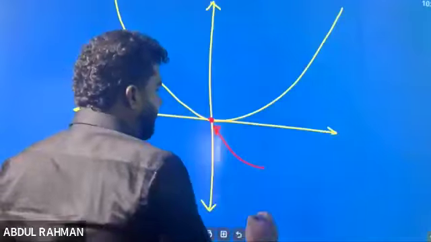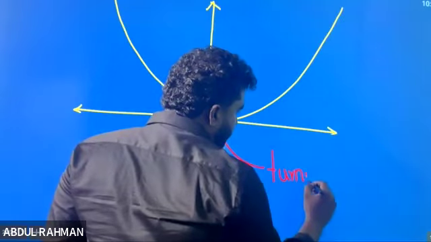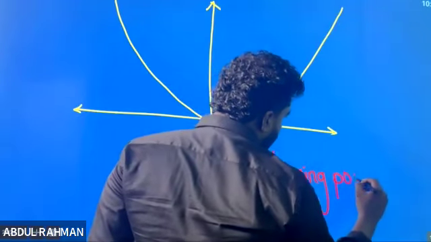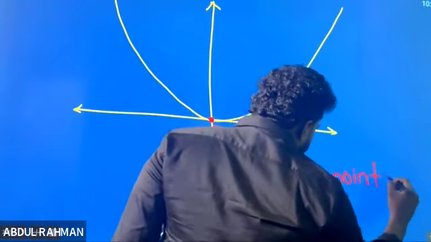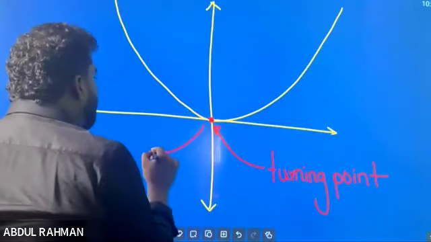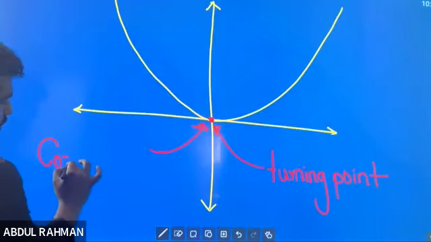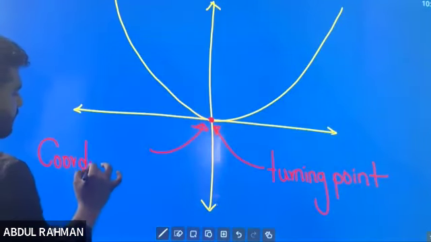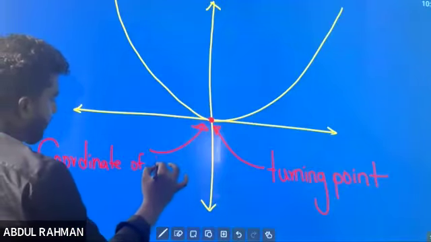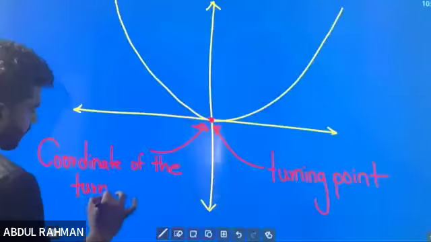So I call this as my turning point. Turning point. And I can call this as my coordinate of the turning point.